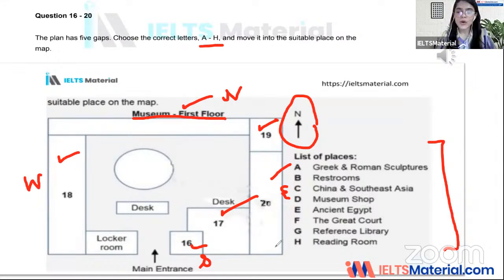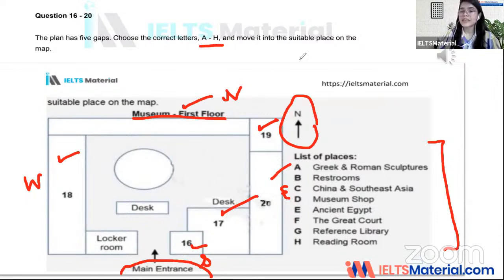What next? We have to look at where we can start. What is the starting point? Do we see a main entrance? Yes, we do. Here it is, a main entrance. It is towards the south. So this is our main entrance. Most probably this is going to be our starting point.